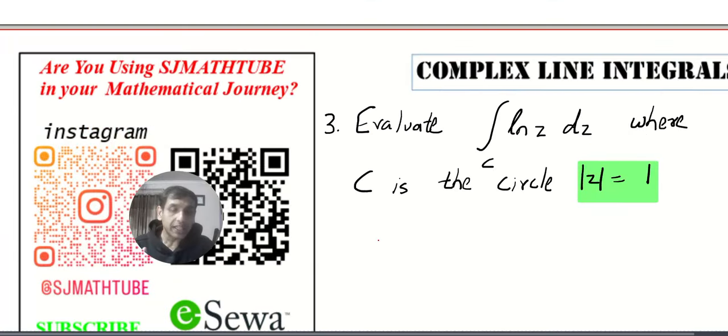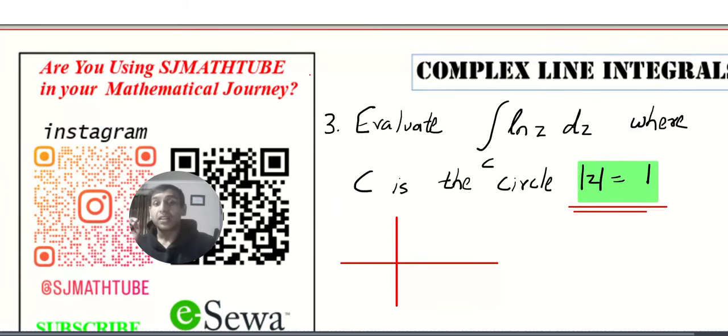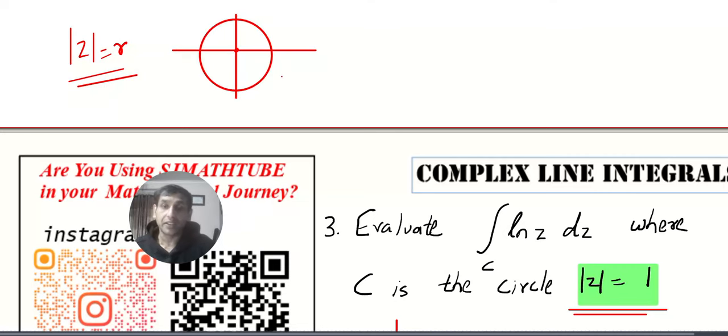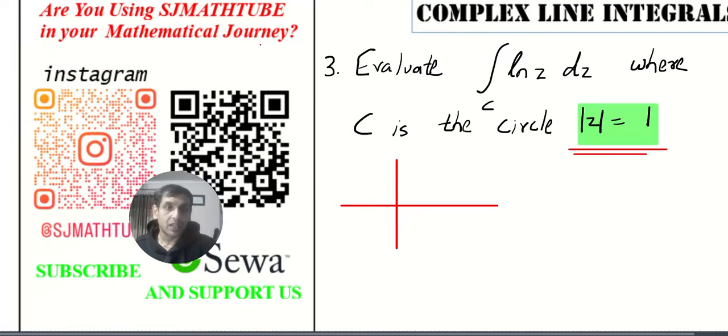So the question is like this. Consider the circle mod z equal to 1. You have to memorize this part. Mod z equal to r is a circle with center origin and radius r. I introduced you to this thing in Laurent series. Mod z equal to r is a circle with center origin and radius r units. So we have a circle over here, center origin and radius 1.